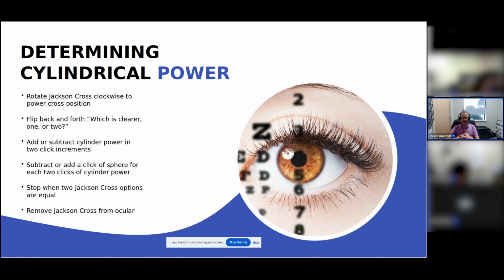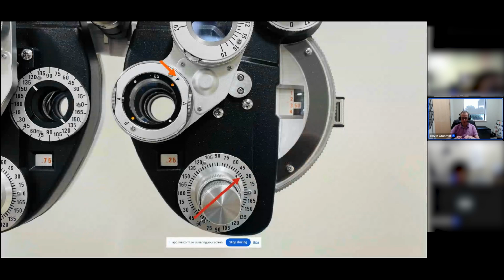And then we're going to start adding or subtracting cylindrical power. And again, it will depend on what phoropter you're using, minus cylinder or plus cylinder. But you basically want to keep doing that until the Jackson cross, when the two options, either adding more plus or minus cylinder, are equal. And then once you're done, you're going to remove the Jackson cross from the ocular. So that's all a little confusing. Let me show you more practically.